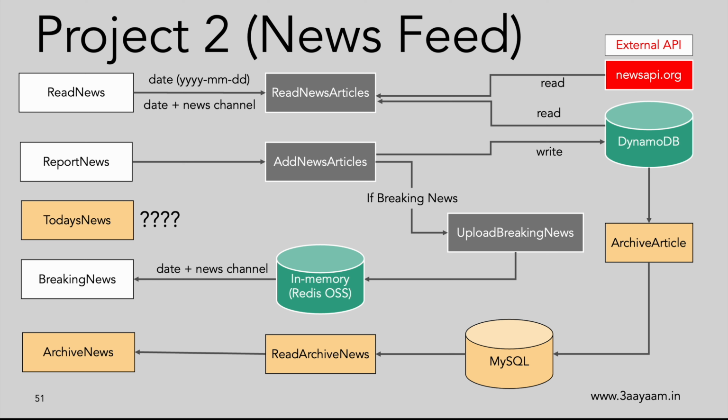And what this app would do, it would pull news from different channels for a particular date. So in the app, there would be two options. One is that you show news for a particular date and for a particular channel, or show news from all the channels on a particular date. So that's where these APIs are.